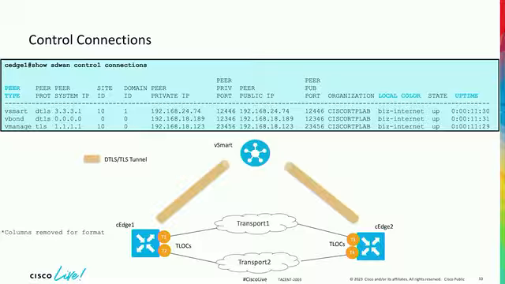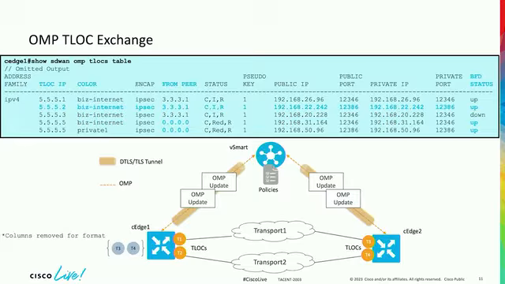But I want to focus on this. This is only the highway. This is only the connectivity. We can move forward and see the TLOC exchange. Here at this point, we know the control connections are already up, but we can confirm that TLOCs have been exchanged.